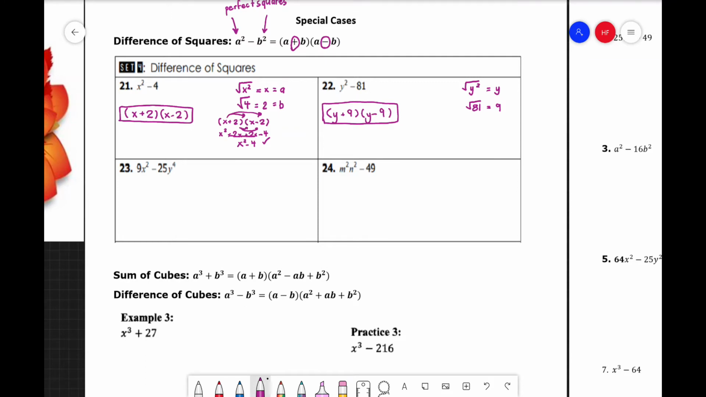Now let's look at 23. It's a little more difficult. We're taking the square root of the first term, 9x squared. So we'll take the square root of 9, which is 3, and the square root of x squared, which is x. Same thing with the second term, 25y to the fourth. The square root of 25 is 5. The square root of y to the fourth is y squared. So I have 3x plus 5y squared times 3x minus 5y squared.